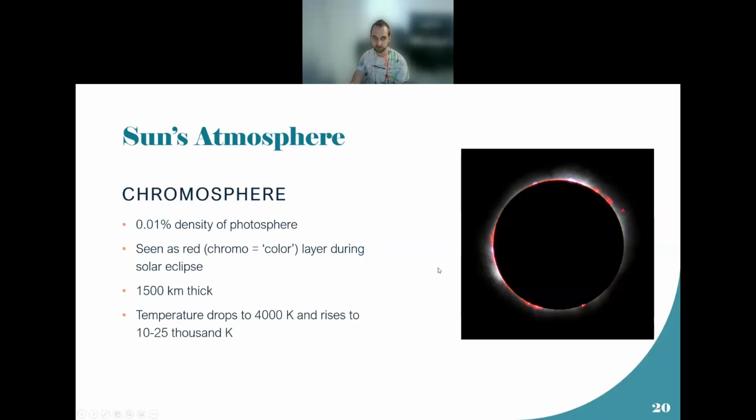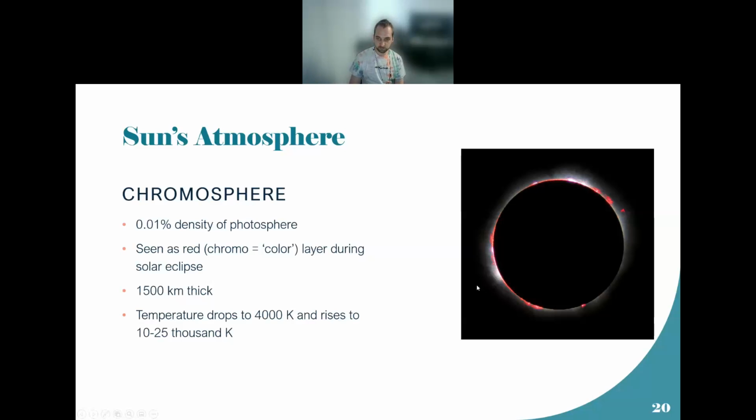The next layer up is called the chromosphere. It's even less dense, 0.01% as dense as the photosphere, which was already 0.01% as dense as Earth's atmosphere. It's seen as red during a solar eclipse. Chromo means color, and that's where it gets its name, the color sphere, from this red color. Here the moon is covering up the Sun, and you can see red on the outside.